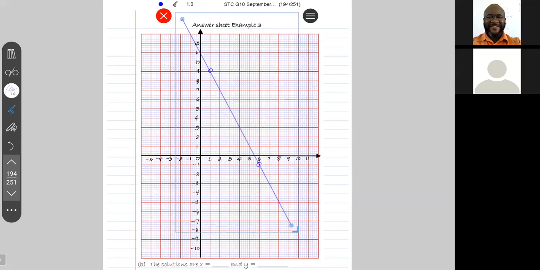All right, once it's properly lined up, you draw a straight line and then you label the line. This is the line y is equal to minus 2x plus 11. Gradient is minus 2, it cuts the y-axis at 11. I need to draw another straight line.